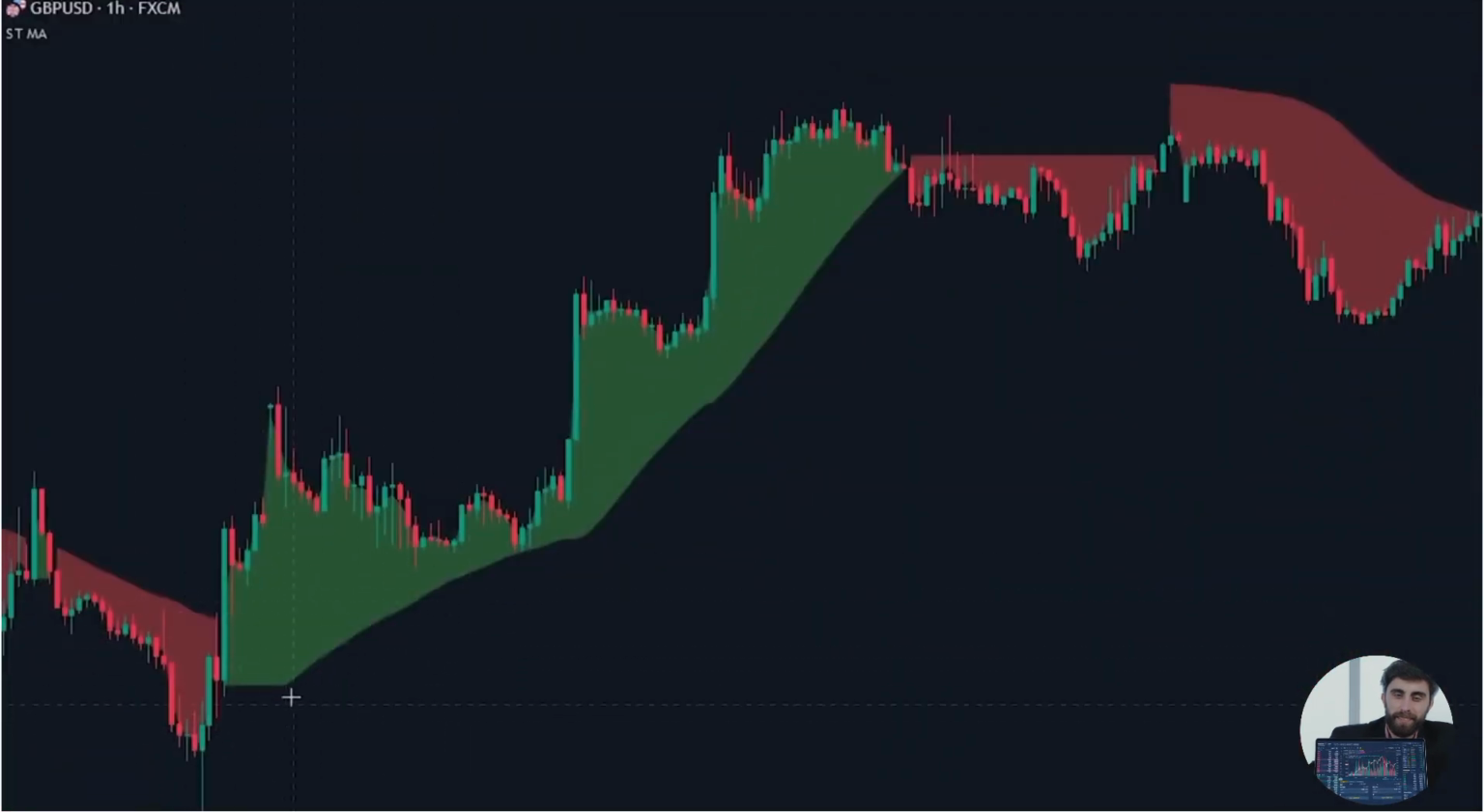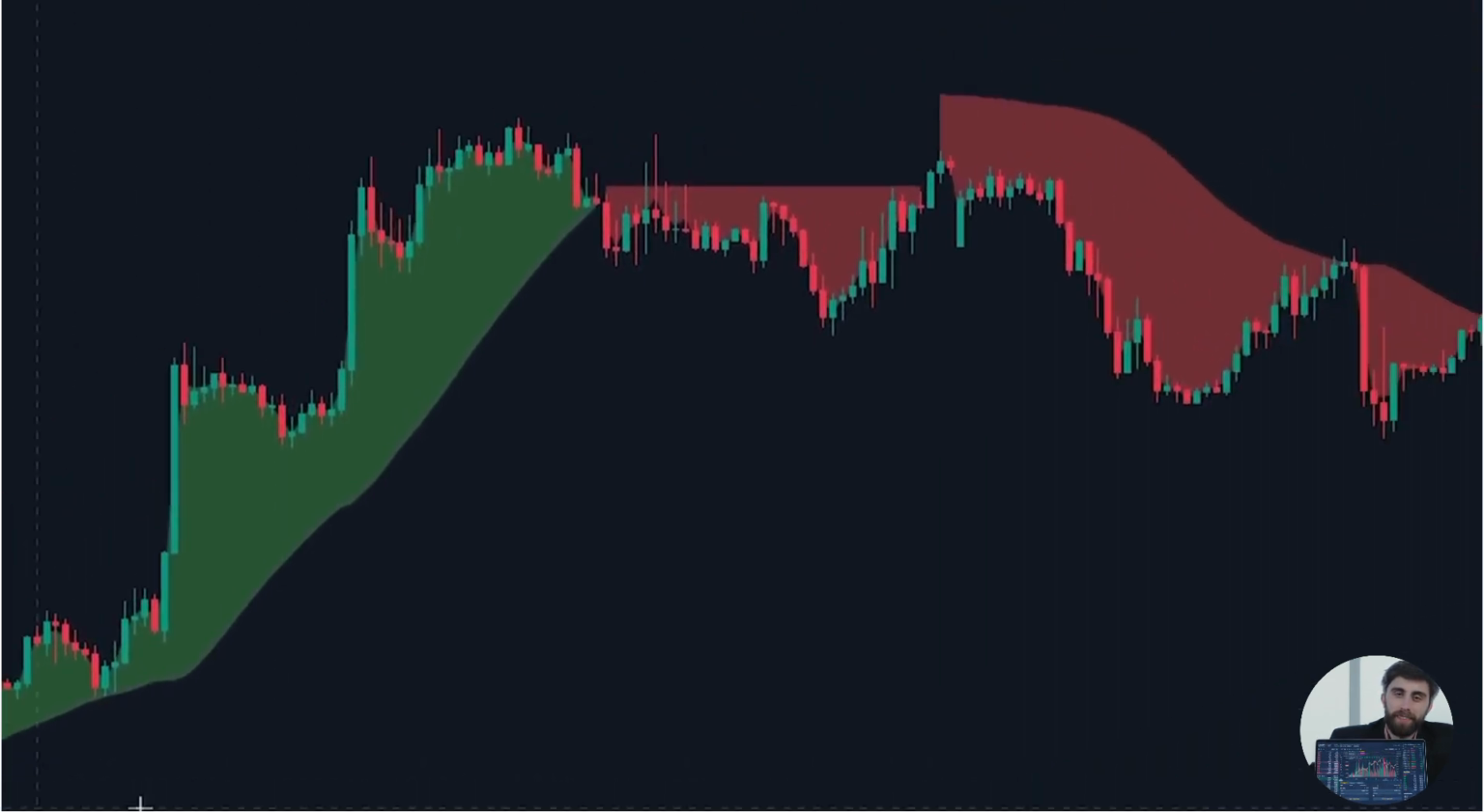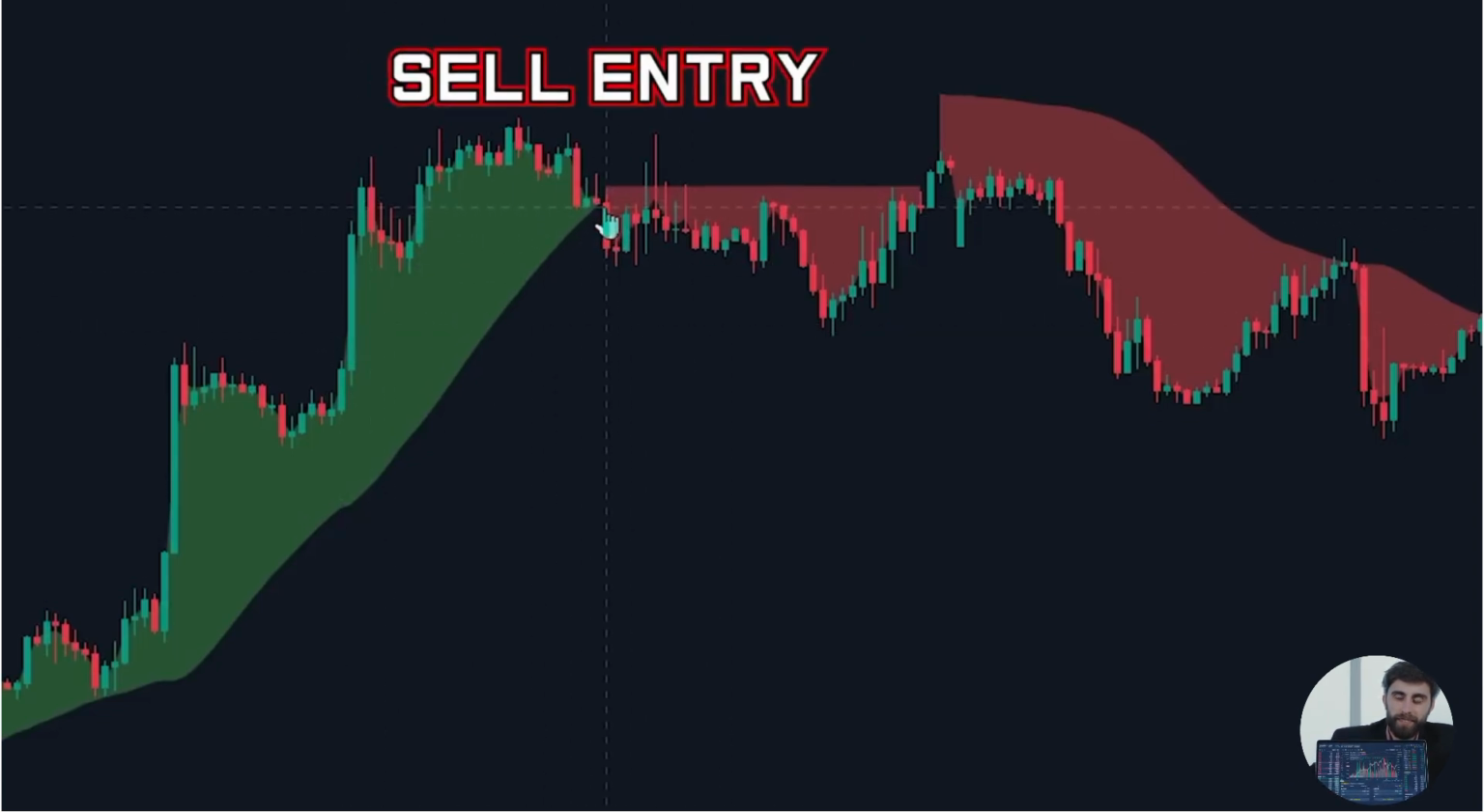When using the most basic method in order to read the indicator, it means that we would enter into a buy position here, due to the trend switching from bearish to bullish. However, the opposite is true here. Since the trend switched from bullish to bearish, it signals that we should enter into a sell position here.